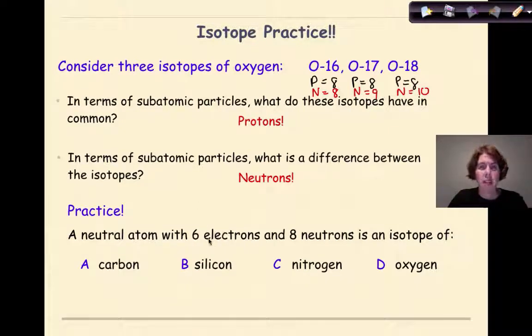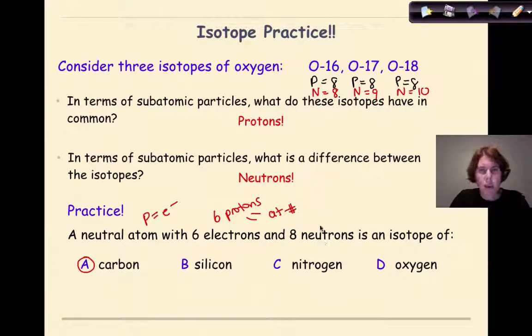Let's look at this final example at the bottom. A neutral atom with 6 electrons and 8 neutrons is an isotope of what element? Alright, so a neutral atom. Well, atom tells me that protons has to equal electrons. So if I have 6 electrons, that means I have 6 protons. And if I have 6 protons, that's equal to my atomic number. So what element here has 6 protons? If you answered carbon, you're correct.